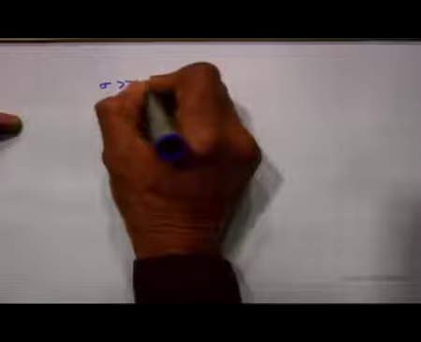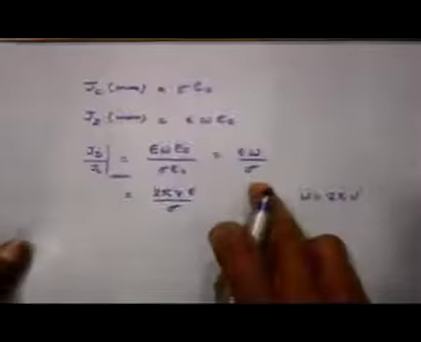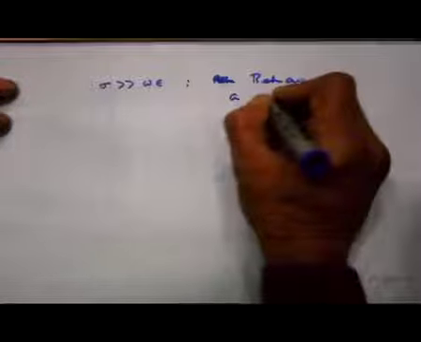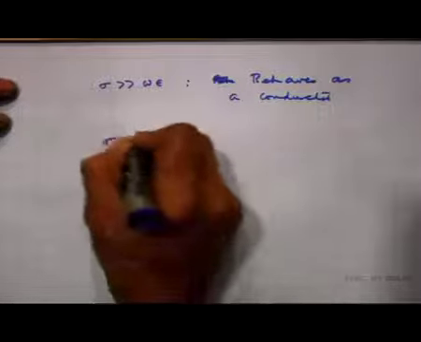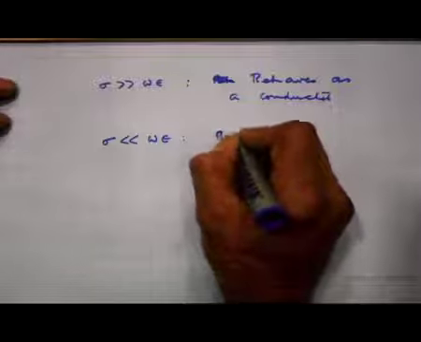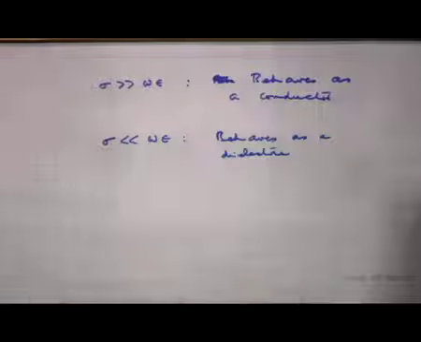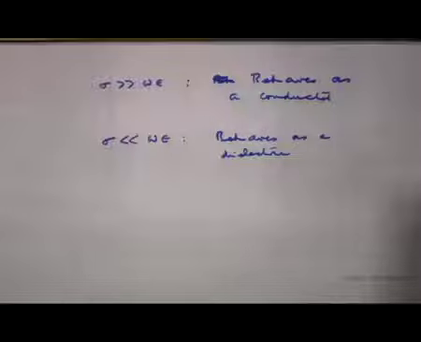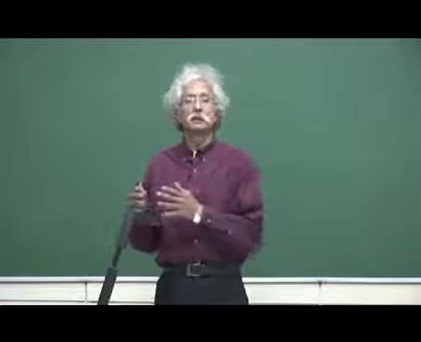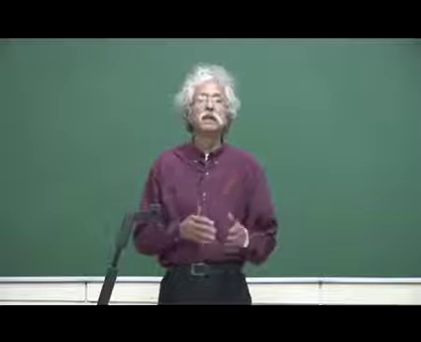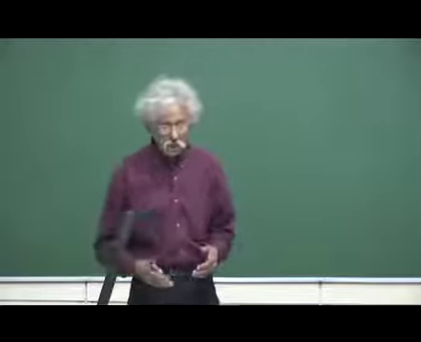So, if you have a situation where sigma is much greater than omega epsilon, then conduction current is much greater than displacement current, and this behaves as a conductor, and if sigma is much less than omega epsilon, then this behaves as a dielectric. So, depending on the frequency and the properties of the medium in terms of conductivity and epsilon, a medium could behave as a conductor where the conduction current is much bigger than displacement current, or behave like a dielectric in which the conduction current is negligible compared to displacement current. So, I can have both these limits, and it depends on frequency.